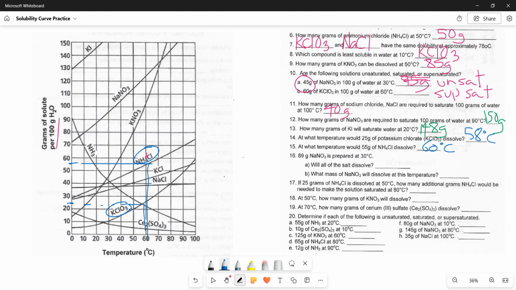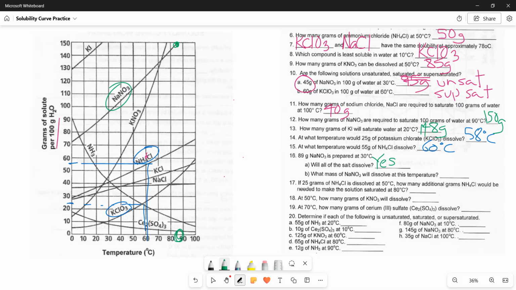All right, 16. 89 grams of sodium nitrate is prepared at 30 degrees. Will all the salt dissolve? All right, so let's just change our color here. 89 grams. So we are about here. And we want to go up to the sodium nitrate, which is this. So I'm going to come up here. And it says it has 89 grams and it is right on the line. So yes, it's saturated. It's all going to dissolve.